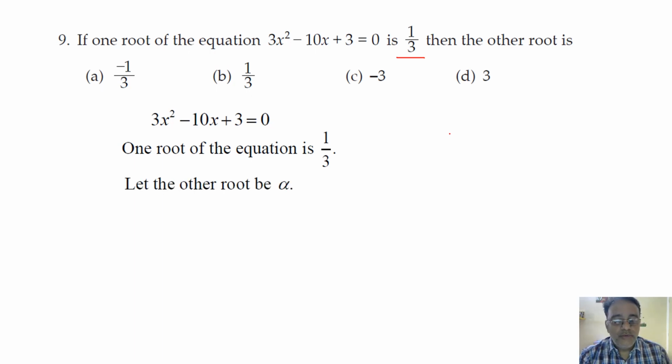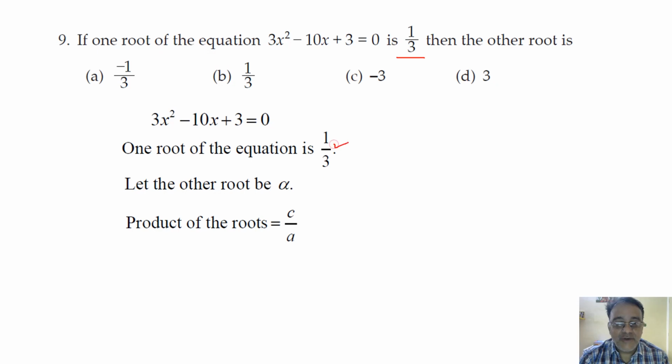Now we are going to find the product of zeros. ठीक है, product of roots. What is the product of roots formula? C by A. Right. And what is C here? 3 plus 3. And A? 3. Right. So product of roots is C by A.